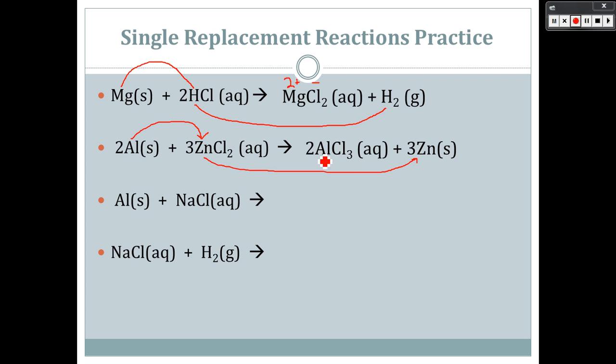And again, here you have to figure out aluminum forms a 3+ charge, and chlorine forms a 1-, so you end up with 3 chlorines to 1 aluminum, and then zinc, it is a solid metal, so that's just zinc, and then you can balance it out.